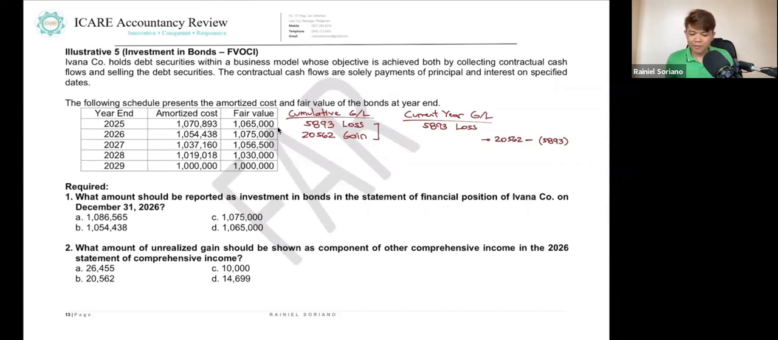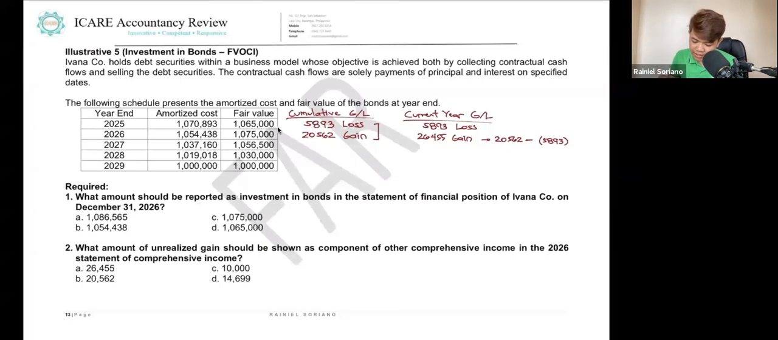Hear me out, guys. Ganito mo dapat ilalagay yan sa calculator mo: 2,562 minus negative 5,893, nakalagay yung negative. Ang lalabas dapat dito is 8,455. So, current year gain will be 8,455. Mali yata yung na-compute ko kanina. Sorry na. So, that's the current year gain for 2026.